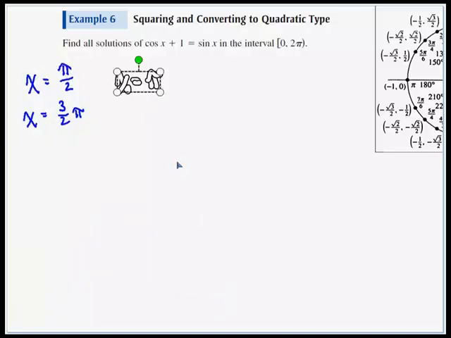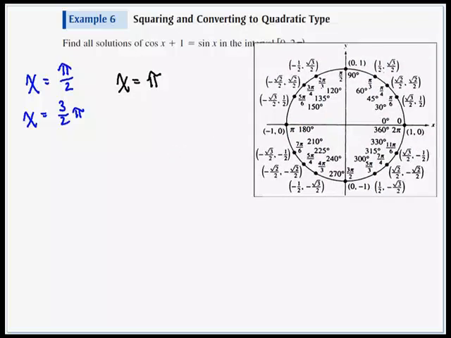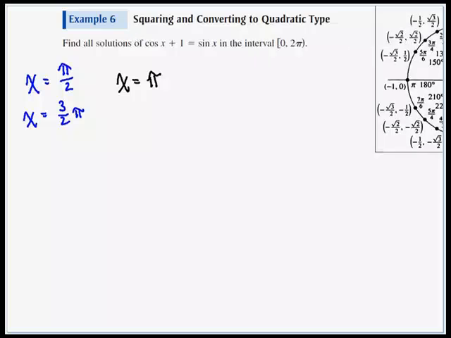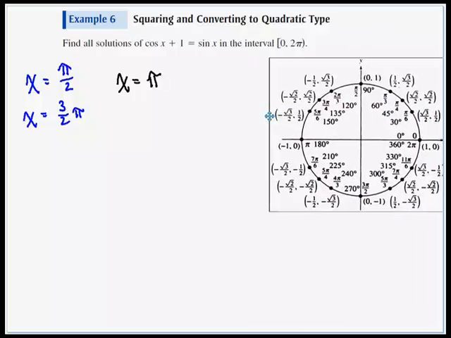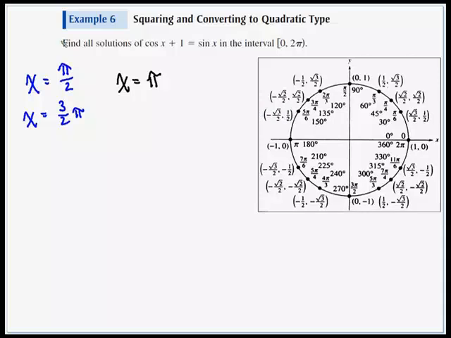And to do that, remember, we just want to plug them back into the original equation to see if they're true or not. So our original equation is cos of x plus 1 equals sine x. Cos of our solution plus 1 should equal the sine of that same solution.